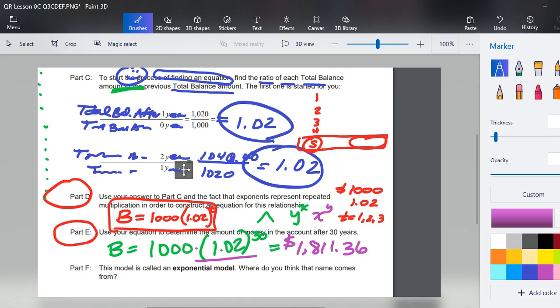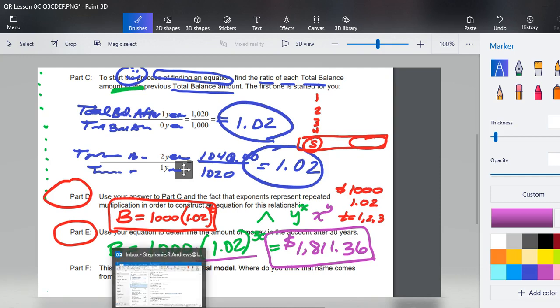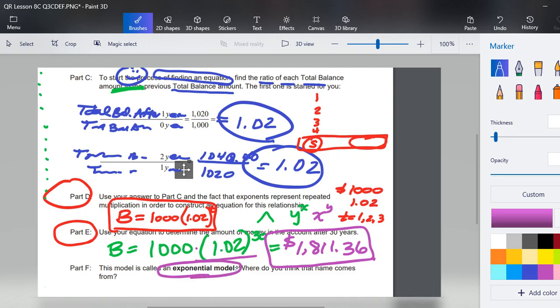Round to the nearest cent. And so in 30 years, an initial investment of $1,000 at 2% interest will have grown to $1,811.36. This model is called exponential because it's growing. Oops, where do you think that name comes from? Because it's growing exponentially. It has an input variable that is in the exponent.